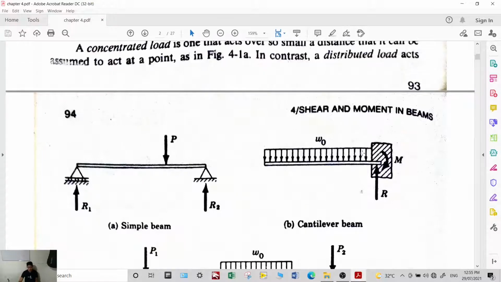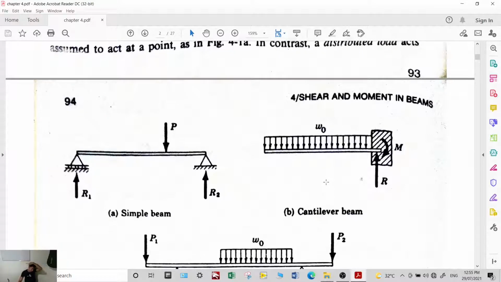This one is what you call a distributed load, W sub O. Meaning, it is distributed over the entire length of the beam. It may not be the entire length, it can be partial, but it covers a large area. It is distributed over a large area.